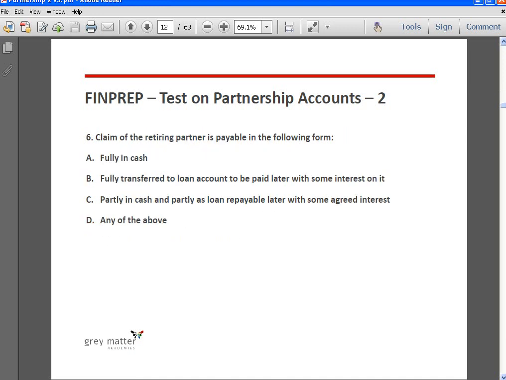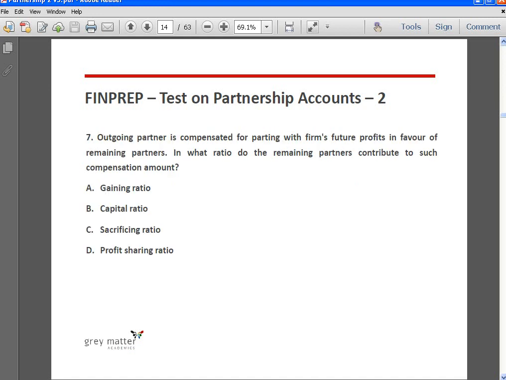Claim of the retiring partner is payable in the following form: A, fully in cash. B, fully transferred to loan account to be paid later with some interest on it. C, partly in cash and partly as loan payable later with some agreed interest. D, any of the above. So as I told you a little while ago, the retiring partner's claim can be settled either in cash, or it can be transferred entirely to a loan account, or it can be settled partly in cash, partly as loan. Okay, so answer is D, any of the above.